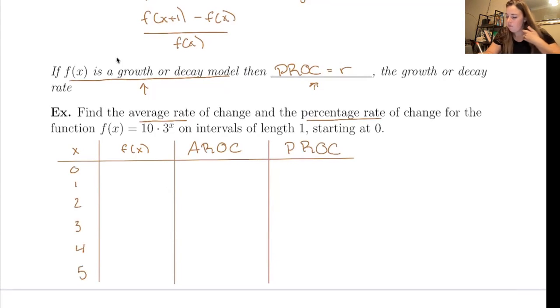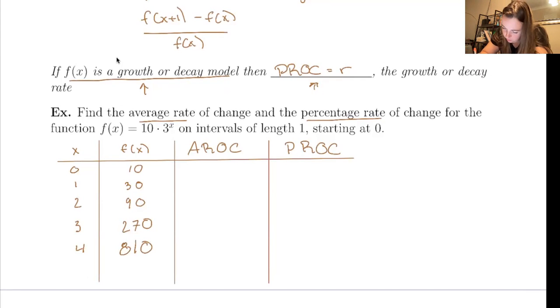All right. So my function starts at 10 at 0, and then it triples every time. So then it's going to be 30, 90, 270, 810. Okay. Now I need my calculator. Oh wait, no, I have it in front of me. And let's not do 5. That seems like plenty.